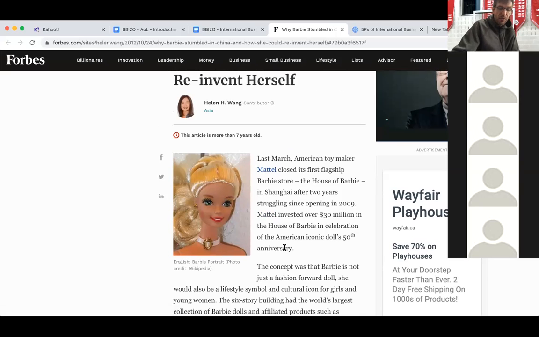So it may have been the switch from North America, where fun toys were number one and educational toys were a smaller size of the market. It was switched in China, so there wasn't as much room for Barbie to succeed.